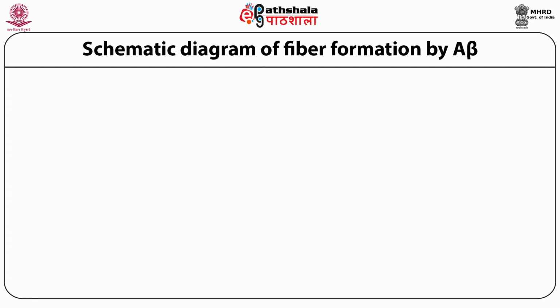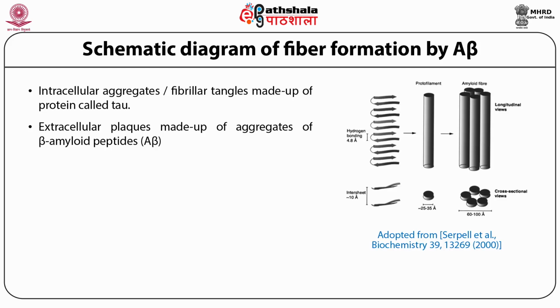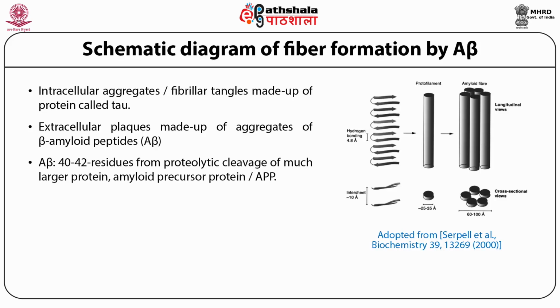Here I am again describing the amyloid fiber formation. The intracellular aggregates are fiber tangles made up of a protein called tau. The extracellular plaques are made up of aggregates of beta amyloid polypeptides, which we generally call A-beta. A-beta polypeptides generally have 40 to 42 amino acids, and result from the proteolytic cleavage of a much larger polypeptide, which we talked about, amyloid precursor protein.